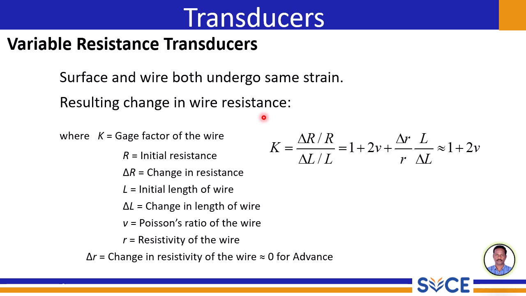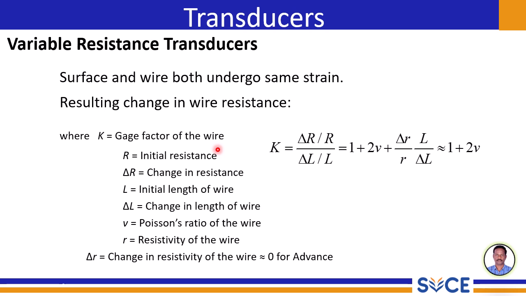In the slide, we are going to see an equation that relates the change in resistance of the wire to the applied strain. Let me see what K is. K is the gauge factor of the wire. This is a crucial property of the strain gauge material. It essentially tells us how sensitive the resistance change is to the applied strain. A higher gauge factor means a larger change in resistance for a given strain, making the measurement more sensitive.